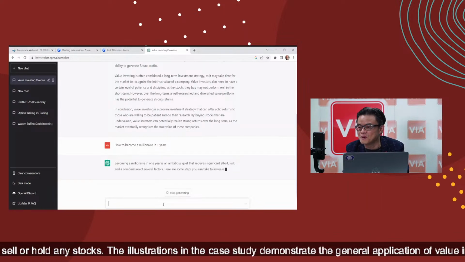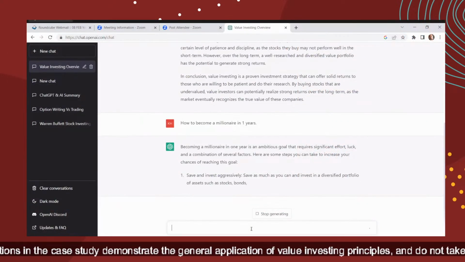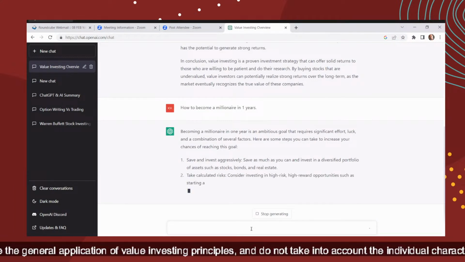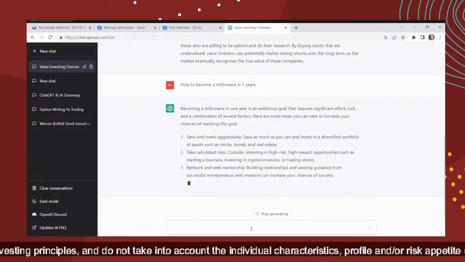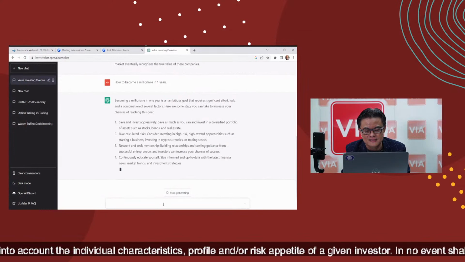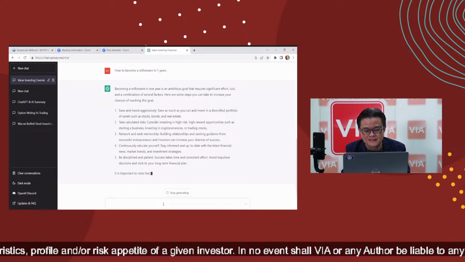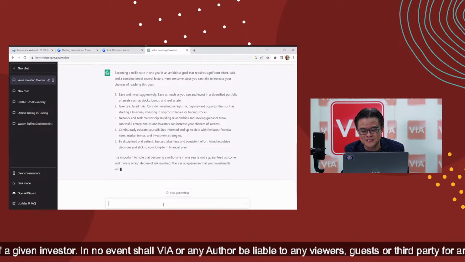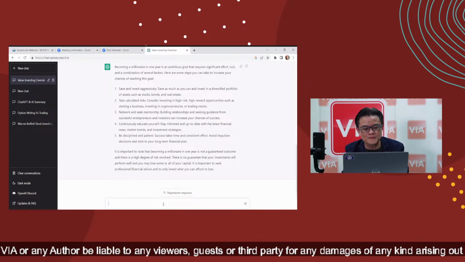Interesting, right? Can you see the answer? It pops up as though I'm asking a human, but it's pure text. Becoming a millionaire in 1 year is an ambitious goal. Significant effort. Okay, you see, it's quite fun, right? Network building. It's not a guaranteed outcome. There's a high degree of risk involved. Okay, so this is roughly how ChatGPT works.